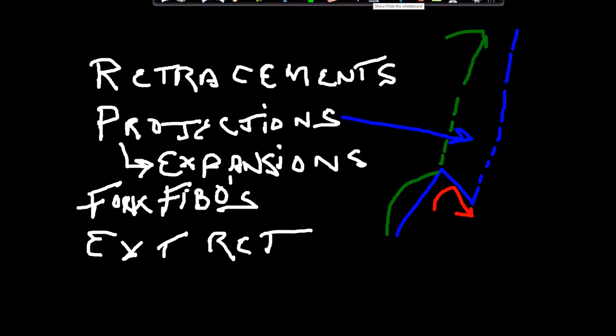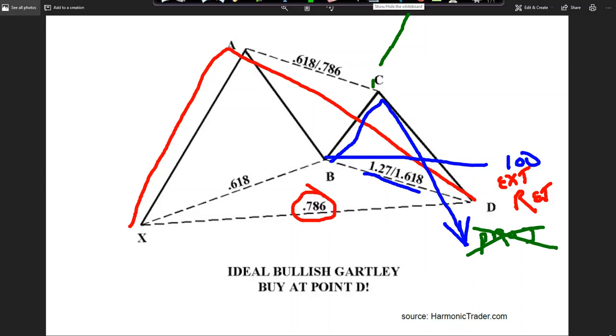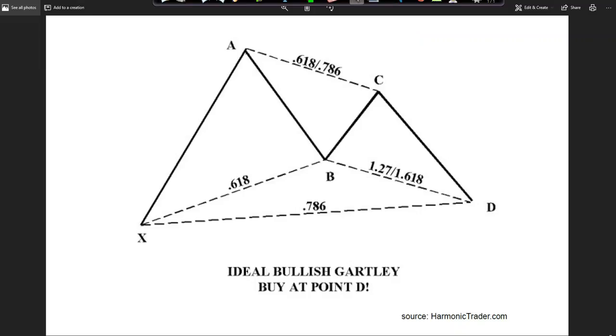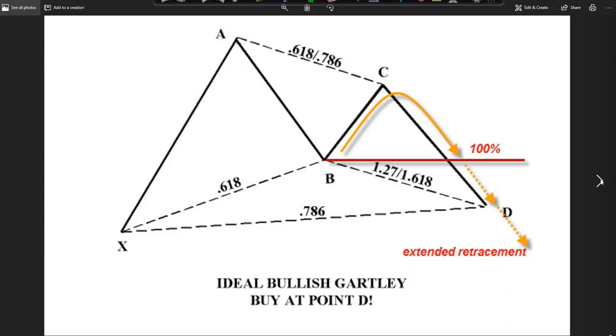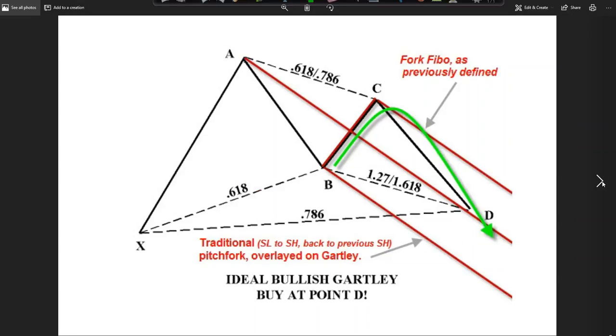So just as Scott Carney probably didn't pay a lot of attention to Elliott wave terminology, my friend Timothy Morge and myself were not paying attention to Scott Carney's harmonic patterns. And this is where the joke's on me for saying I invented the fork Fibo. Because this extended retracement, that is really what Carney calls a projection, but we're calling extended retracement. That extended retracement is the fork Fibo.